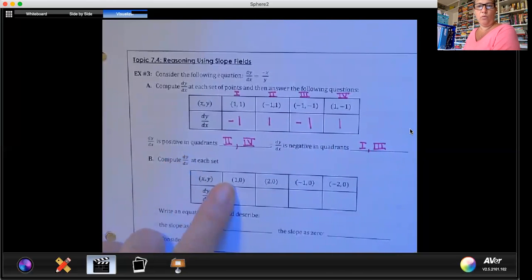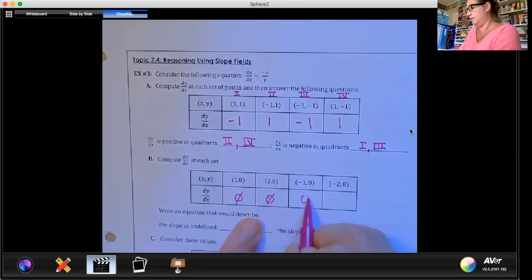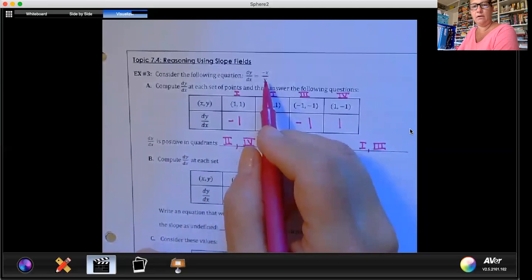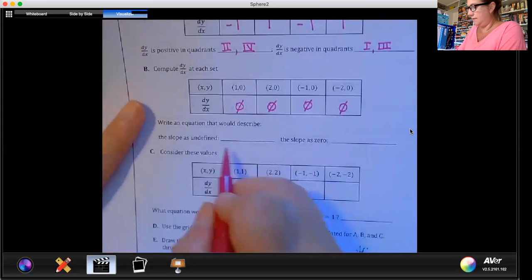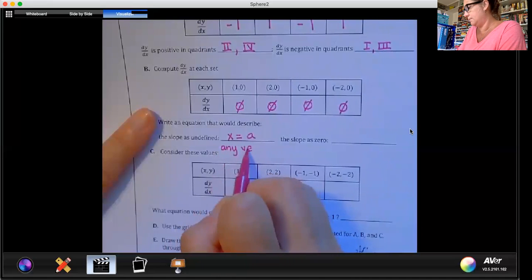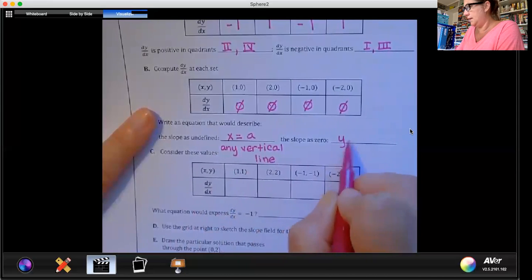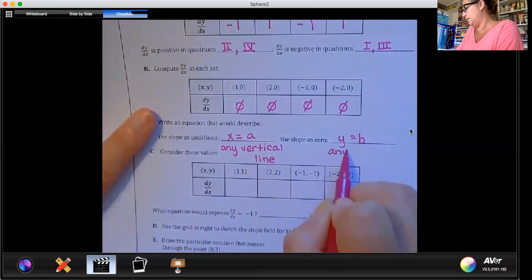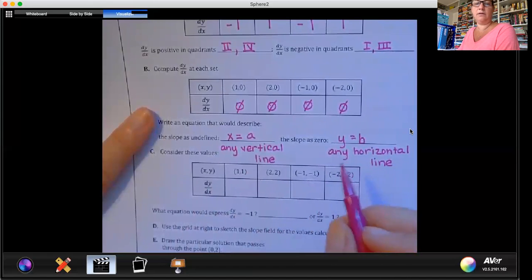All right, what if we had 1, 0? Undefined. We know y can't equal 0. It gives us a vertical slope. So we know that the slope is undefined at any value x equals a, any vertical line. And we know the slope is 0 at any y equals b, which is any horizontal line. Those describe all vertical and all horizontal lines. x equals a number is vertical, y equals a number is horizontal.